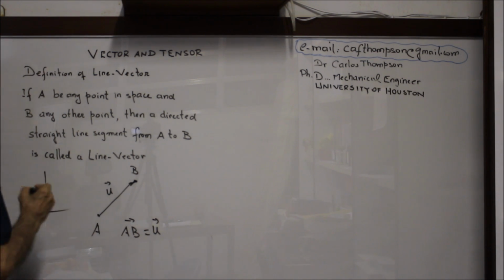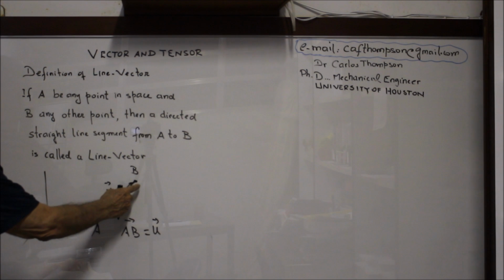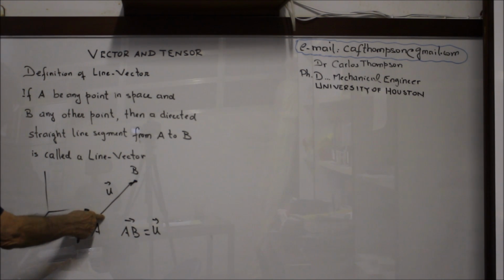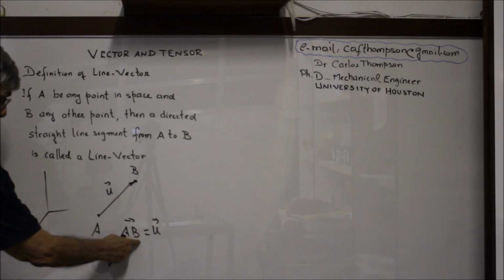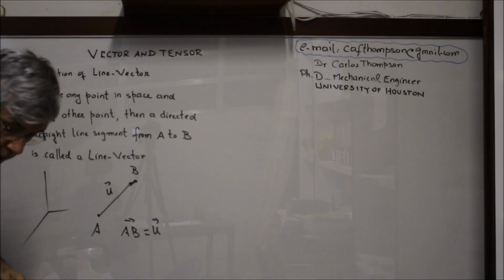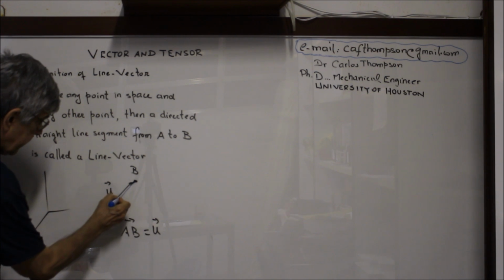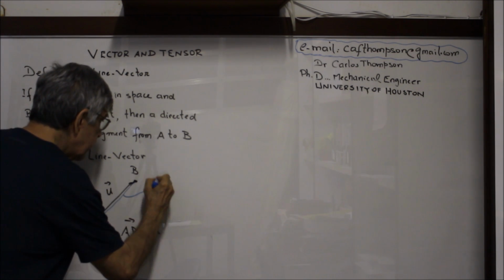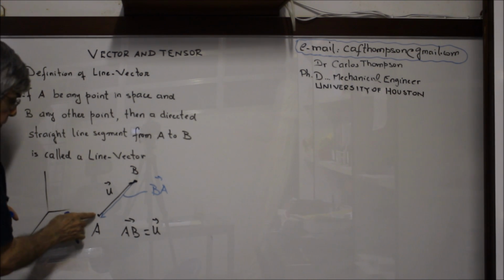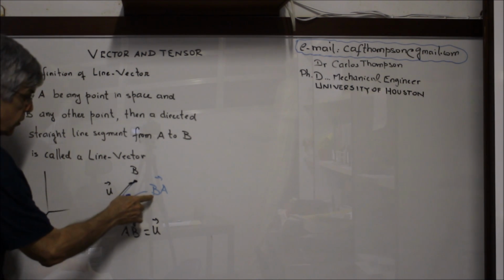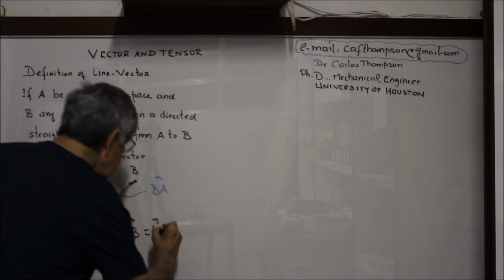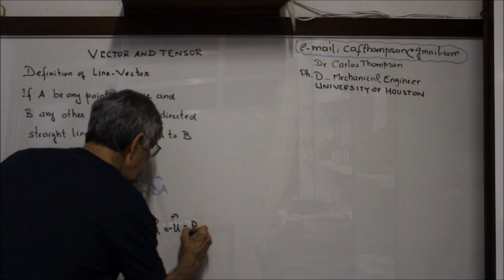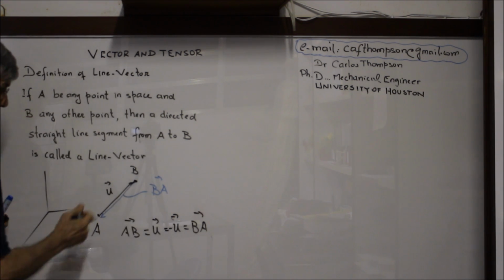But you see that if you draw a line segment from B to A, this is minus AB. Here is a line segment from B to A, so here is the vector BA. Now you see the direction from A to B is opposite to the direction from B to A. So you write this is minus U, which is equal to BA. So BA is minus U.